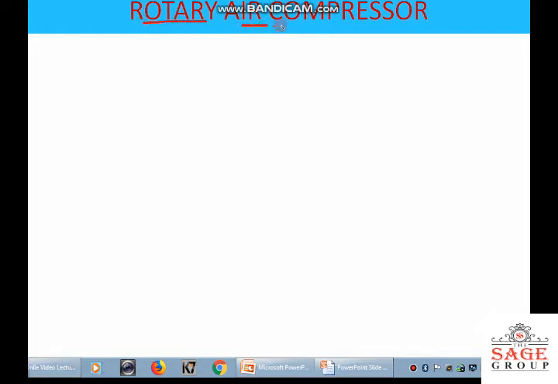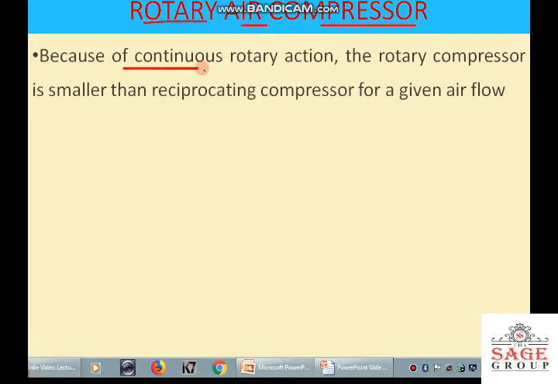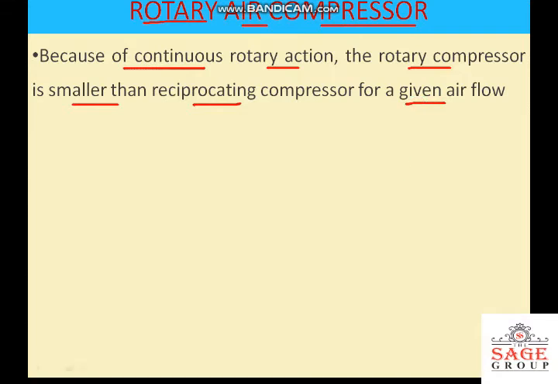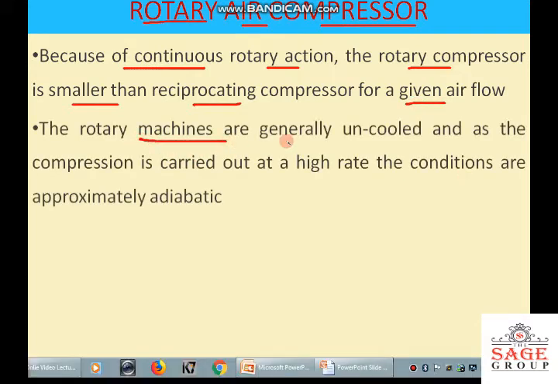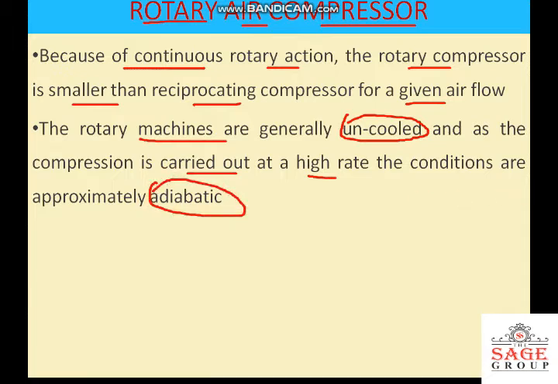In this lecture, we will discuss the rotary air compressor. As we know, the rotary type of air compressor has a continuous rotary action, and because of this the rotary compressor is smaller than a reciprocating compressor for a given amount of air flow. Also, rotary machines are generally uncooled because the compression is carried out at a high rate and the conditions are approximately adiabatic. So no extra cooling is needed in the case of the rotary air compressor.